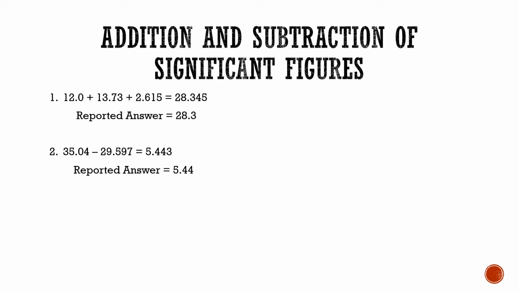Similarly, when we subtract these two numbers, we get 5.443, but we report this answer as 5.44. Why? Because 34.04 has only 2 digits after the decimal. So that's why the answer also has two digits after the decimal. So this is the rule. You have to remember it.